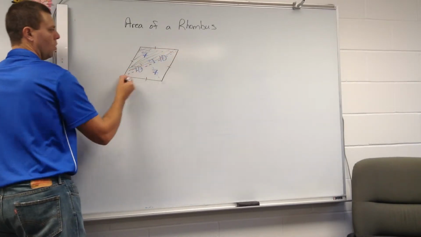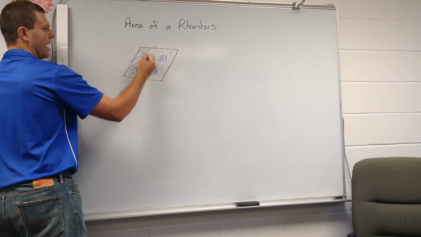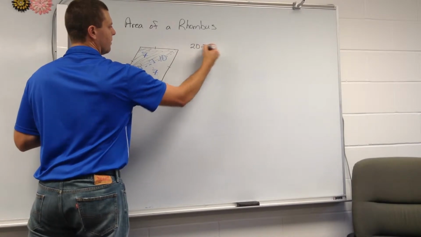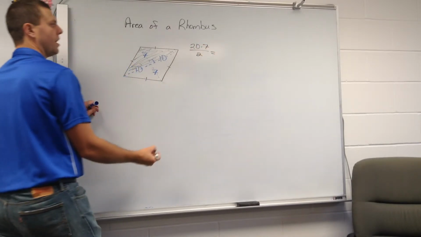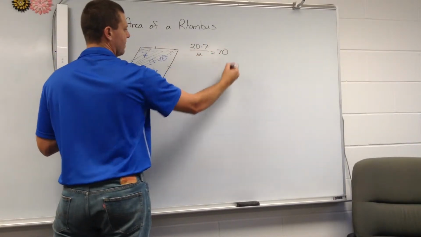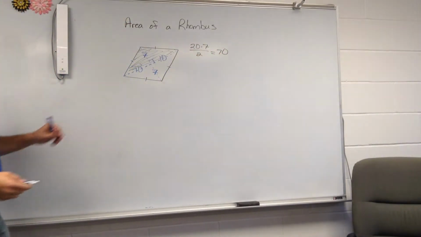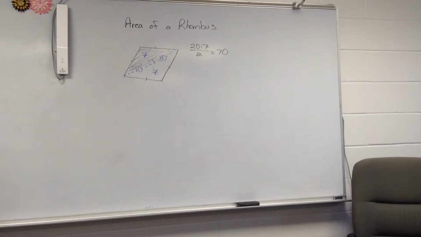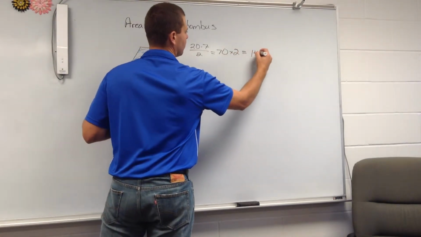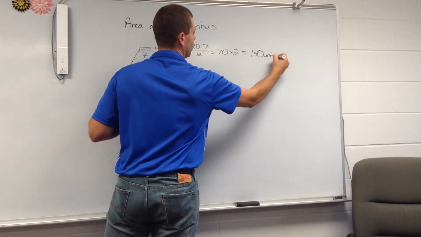20, the whole thing. What's the height? 7. So I take 20 times 7 and I divide by 2 because it's a triangle. 20 times 7 is 140. 140 divided by 2 would be 70 there. But that's not the area of the rhombus because we've only found area of what fraction of it? Half of it. So what do I need to do with 70 now? Double it, multiply it by 2, because there's 2 triangles in there. So you get 140 units squared.